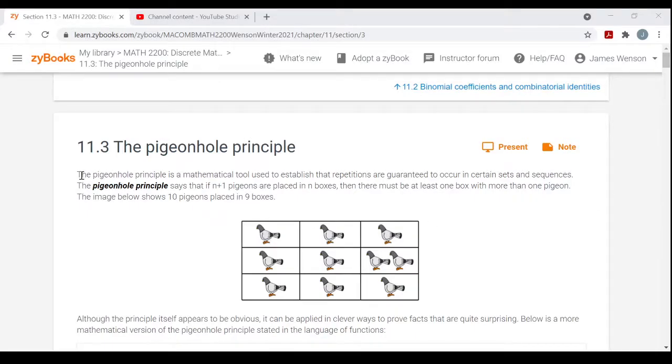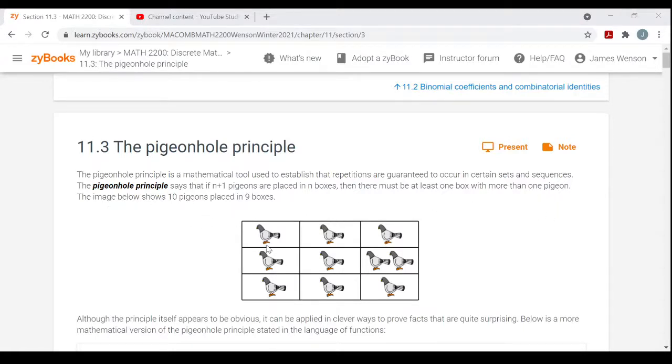All right. The pigeonhole principle is a mathematical tool used to establish that repetitions are guaranteed to occur in certain sets and sequences. The pigeonhole principle says that if n plus 1 pigeons are placed in n boxes, then there must be at least one box with more than one pigeon.